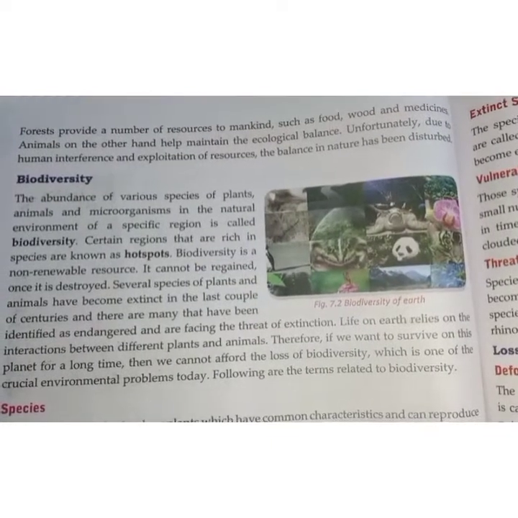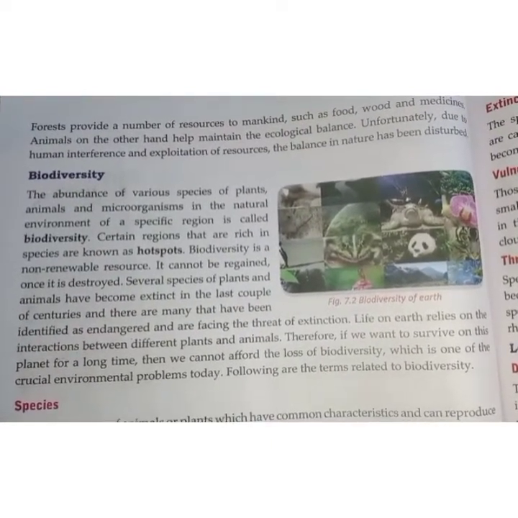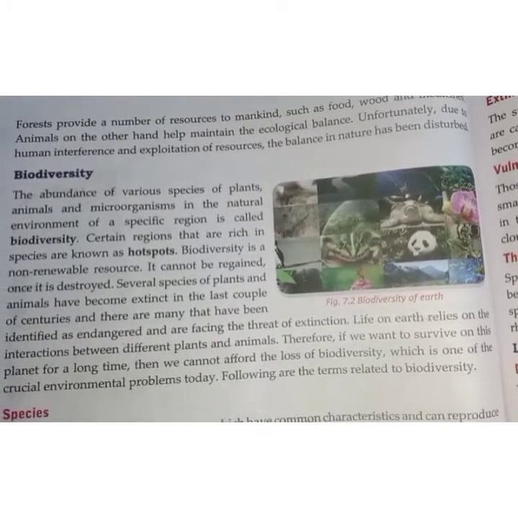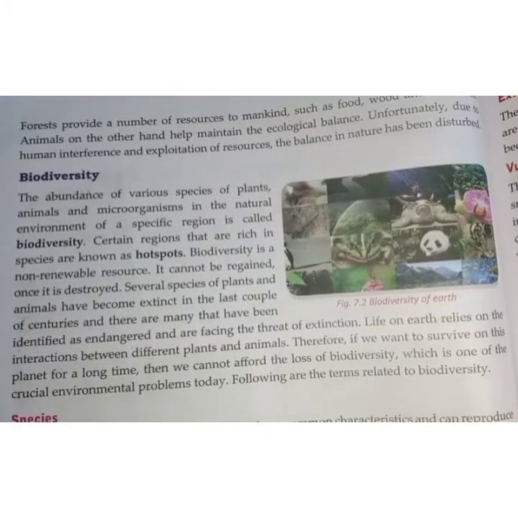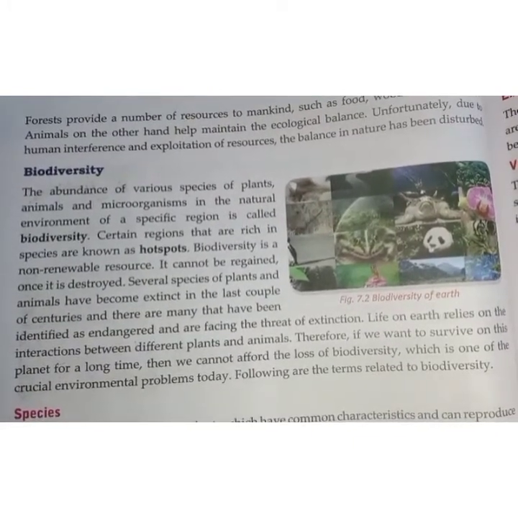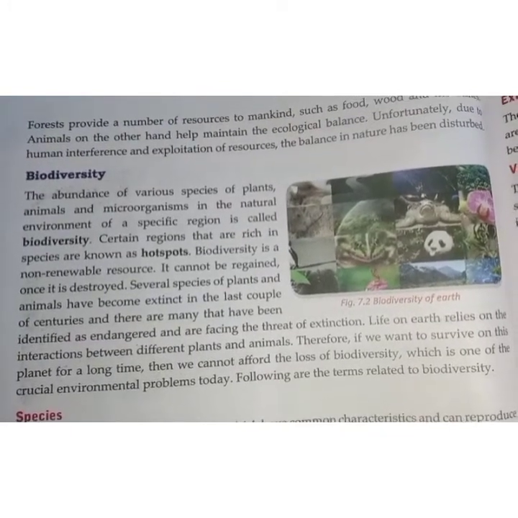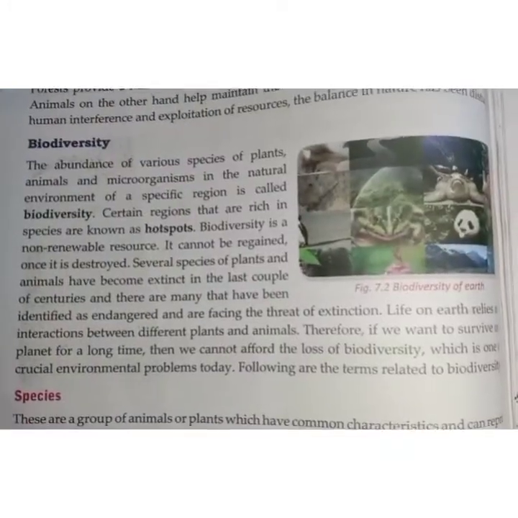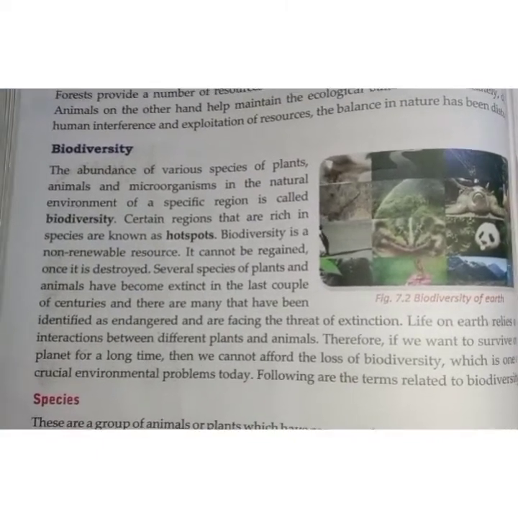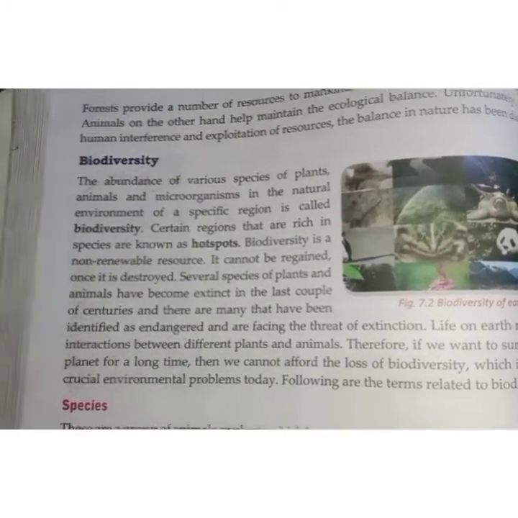Our next part is biodiversity. Now, let us know what is biodiversity. The abundance of various species of plants, animals, and microorganisms in the natural environment of a specific region is called biodiversity. Now, what we have come to know, what is biodiversity? Variety of life forms found in a particular region.